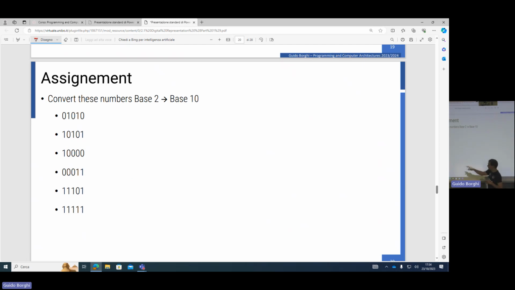You have to start from the right. You have to count the position starting from 0, and then you can write the power of 2 related to the position of the 1. Okay. You can start, and I give you a few minutes since it's late, so I will show you the solution that is in the following slide.